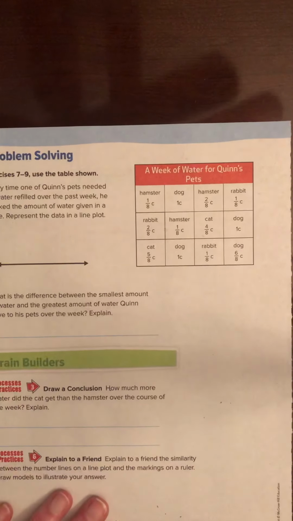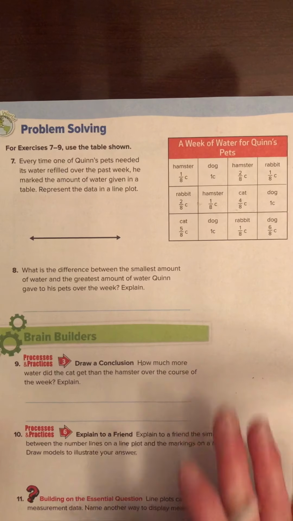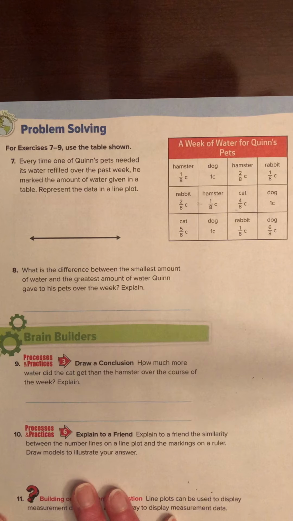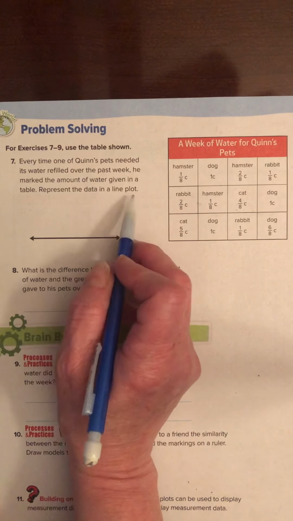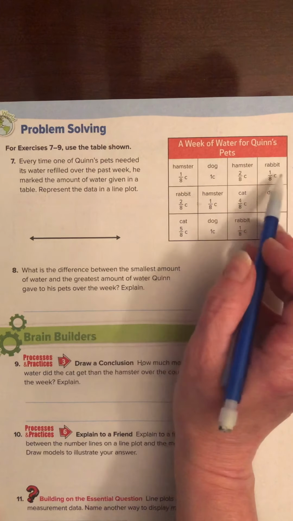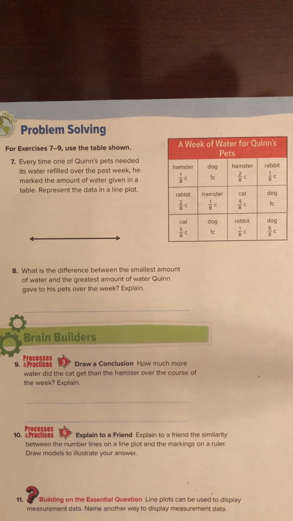All right, last page. It says, every time one of Quinn's pets needed its water filled over the past week, he marked the amount of water given in a table. So here's his table. Represent the data on a line plot. So he has a hamster and a dog and a rabbit and a cat. Okay, so he has a very busy house and a lot of pets.